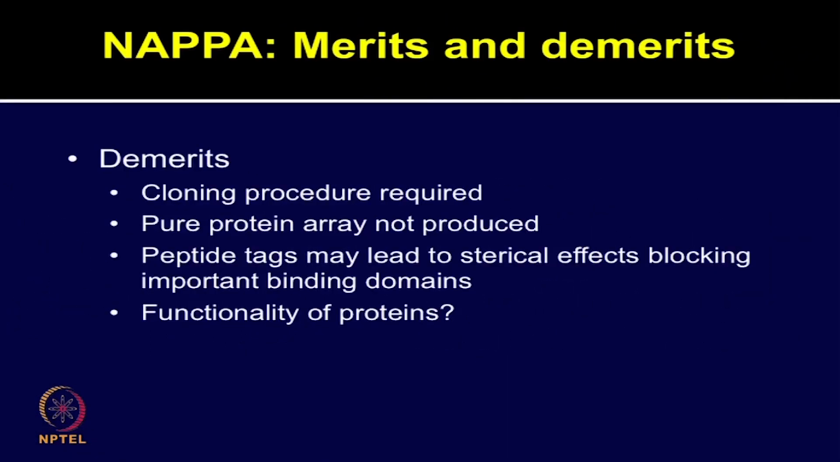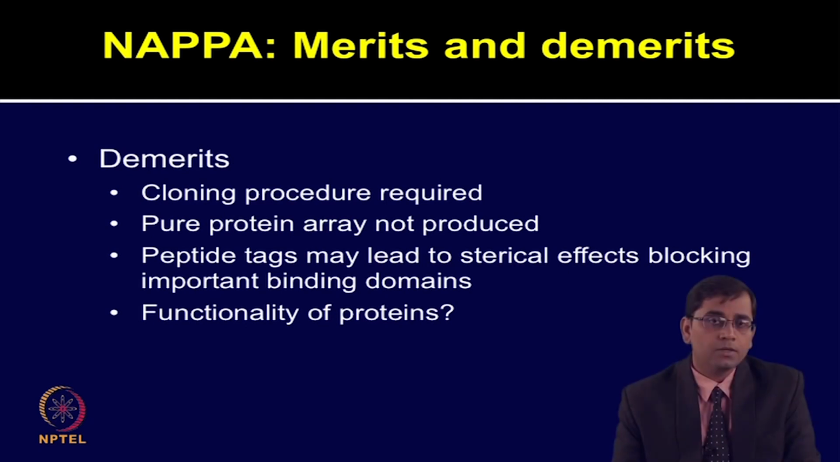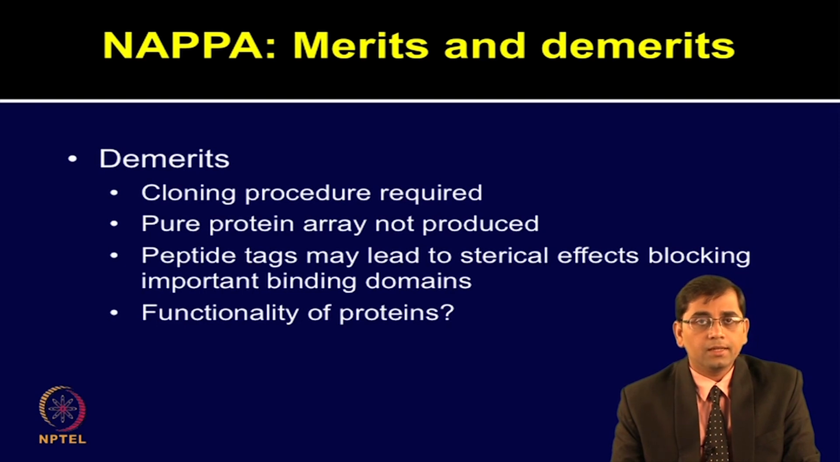Despite several advantages, NAPPA approach also has certain limitations. You need to rely on cloning procedure, which is very tedious, or you may have to obtain the clones from the repositories. There is also concern whether pure protein is produced because you have printed cDNA on the chip, which is synthesizing the protein. So, there is a coexistence of both DNA and proteins on the chip.